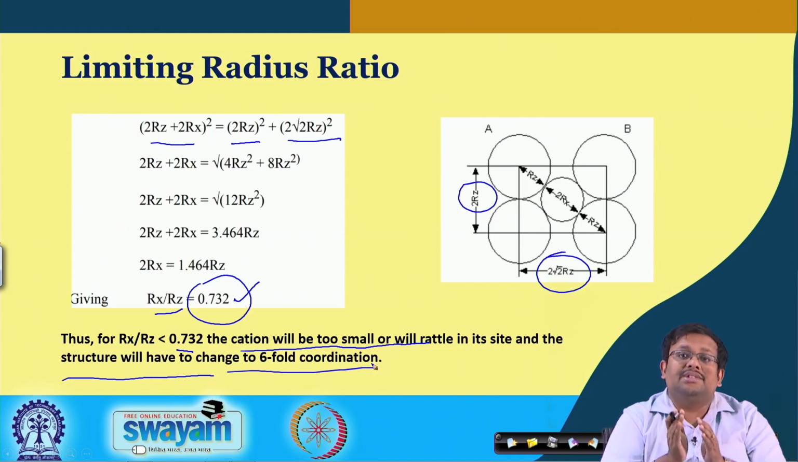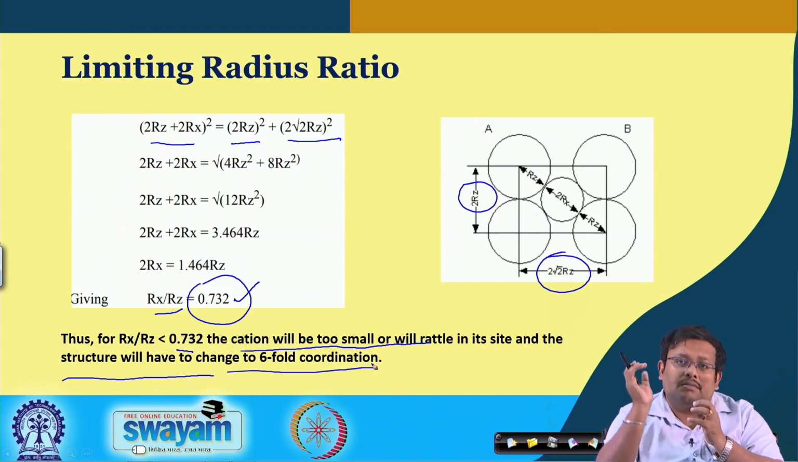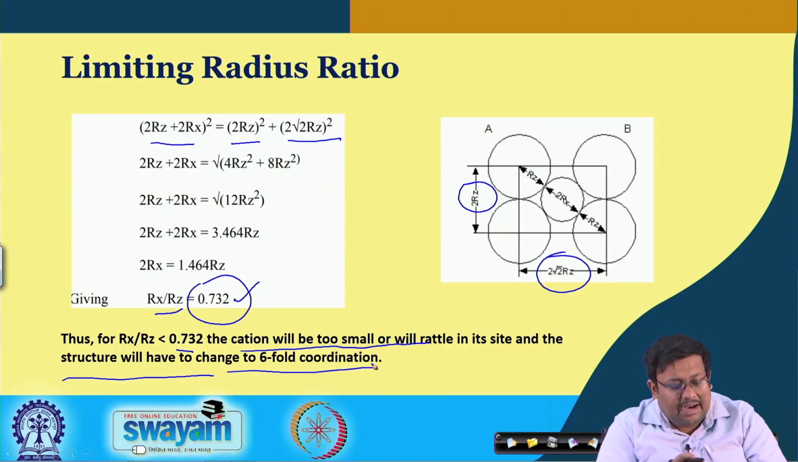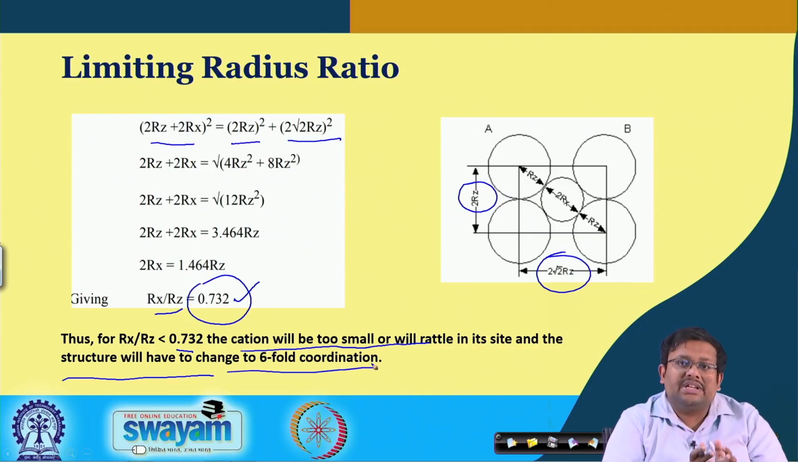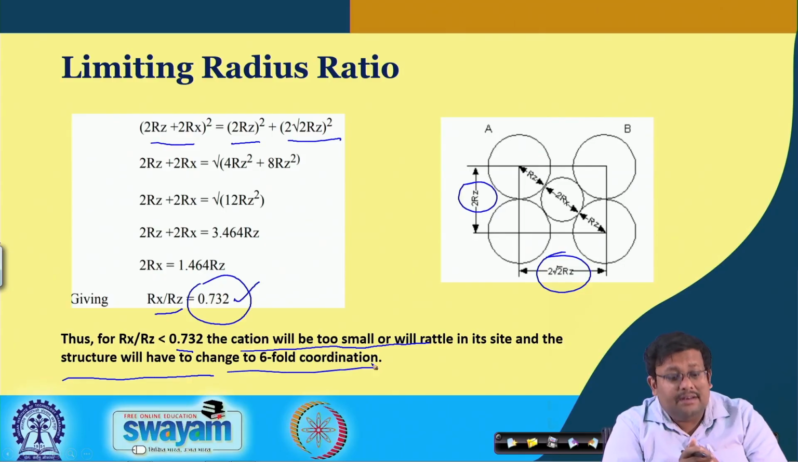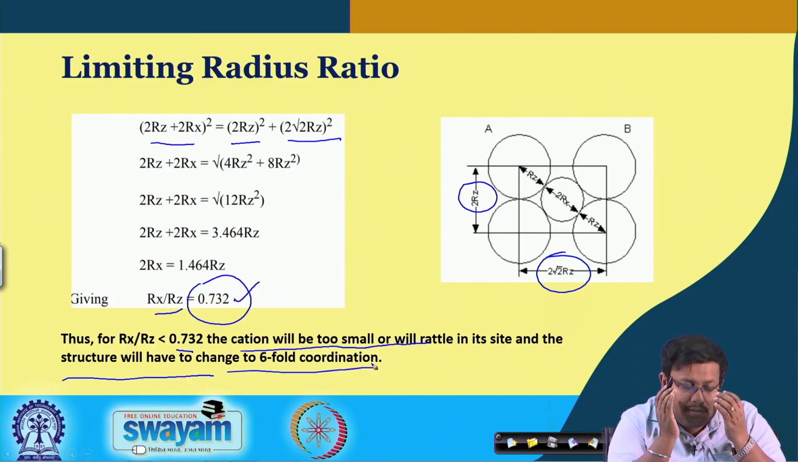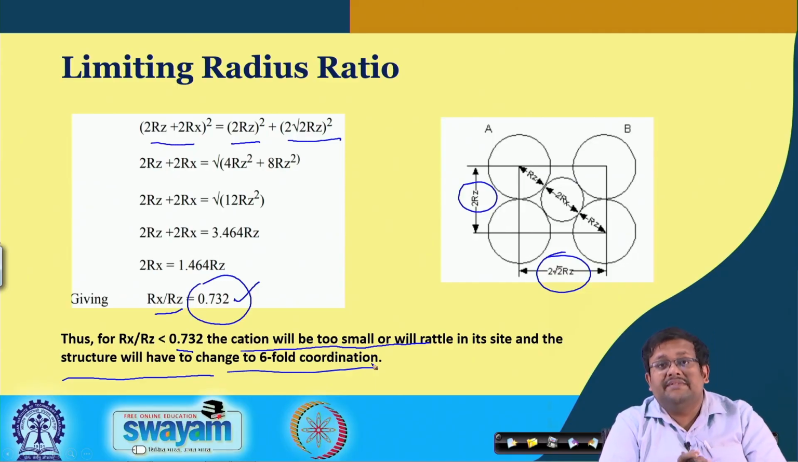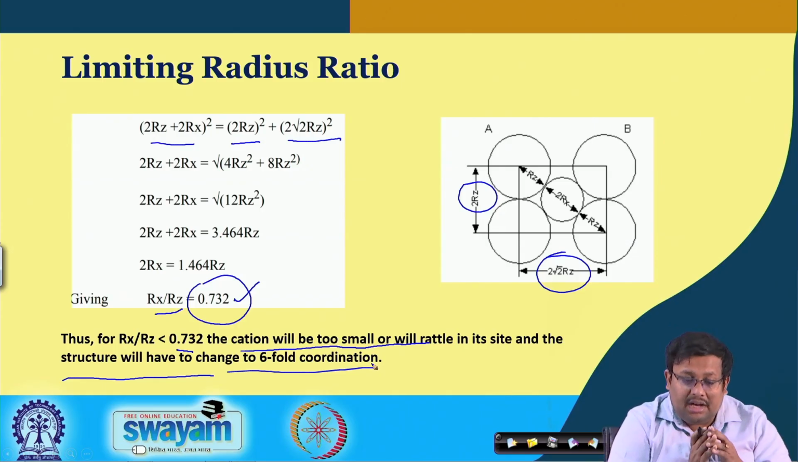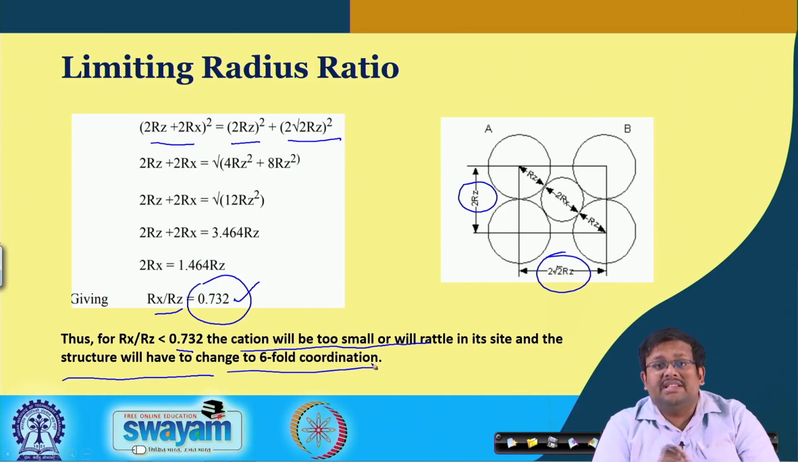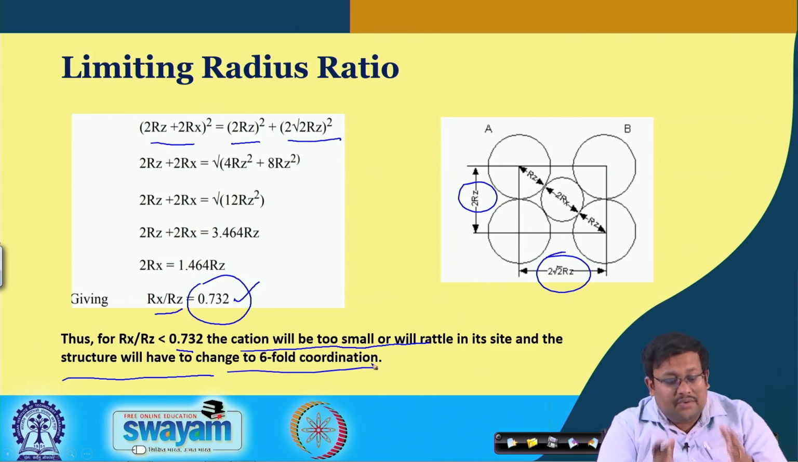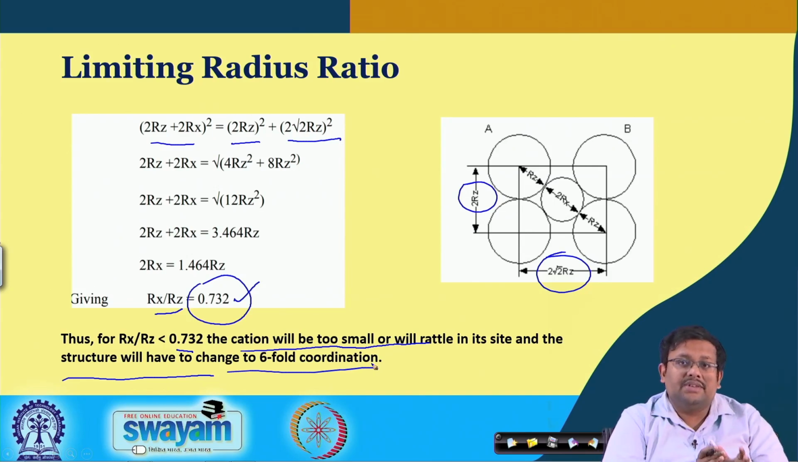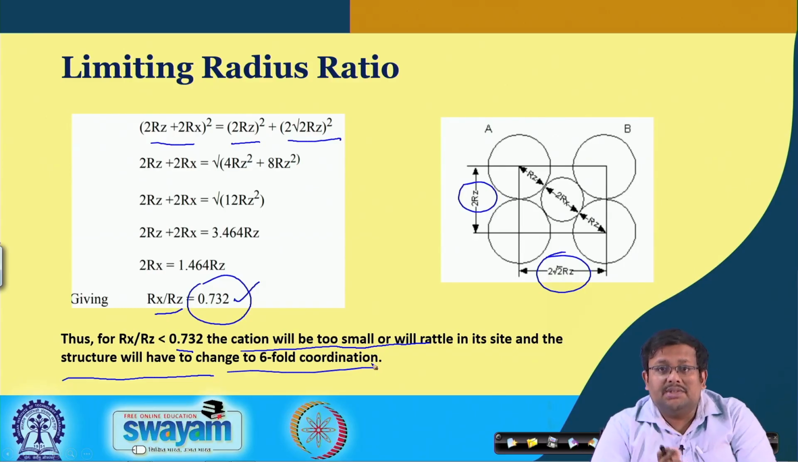So, if the radius ratio goes below a certain limiting no rattle limit, then the coordination will change from one form to another form. Again, when the radius ratio goes below 0.732, the 8-fold coordination will change to 6-fold coordination. So, we have seen how 12-fold coordination will change to 8-fold coordination and then to 6-fold coordination.